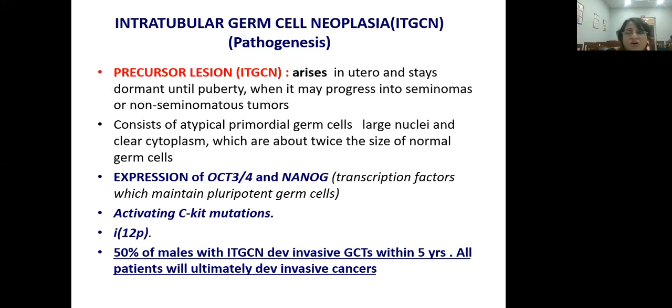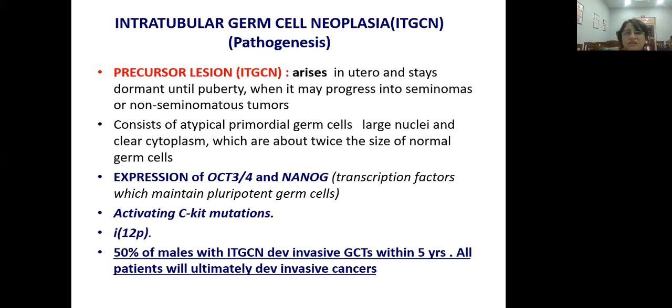The precursor lesion of testicular seminoma is ITGCN, intratubular germ cell neoplasia. Now this precursor lesion is present in the fetal testes. It arises in utero, it is present in the fetal testes, and it stays. It is present when the child is born, and it remains dormant until puberty. And after puberty, puberty ke baad, it may progress into a germ cell tumor. It may develop either into seminomas or non-seminomatous tumors.